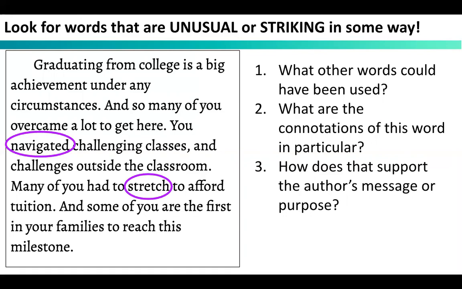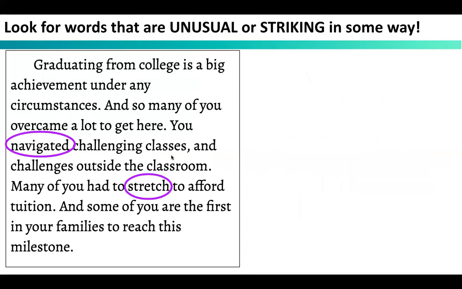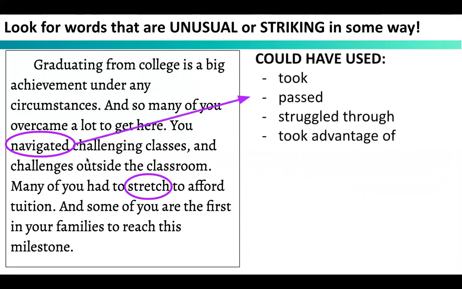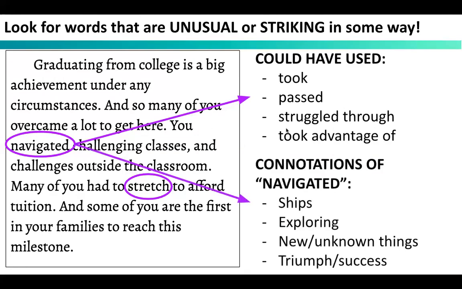Okay. So just to model that with these two words, let's look at navigated first over here. So it says you navigated challenging classes. Obama could have used you took challenging classes, you passed challenging classes, you struggled through challenging classes, you took advantage of challenging classes, but he chose to use the word navigated. Now, this word navigated has a bunch of different connotations. Typically, when you hear navigated, you think of ships, exploring, new and unknown things, some sort of triumph or success.